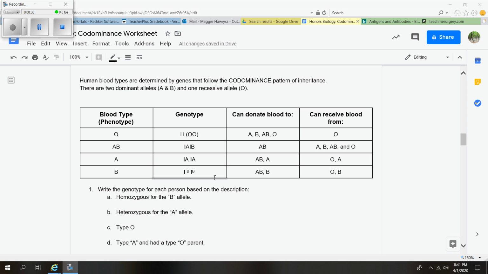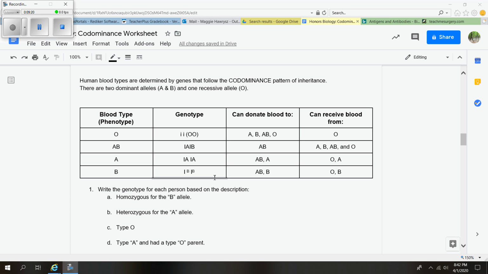For number two, the father is type A homozygous, which means that we have capital IA, and then the mother is type B homozygous. So you could have capital IB, or just B and B. So those are your parents. When you cross and you determine what your boxes are, you're going to find out that all of the offspring in the boxes are going to be capital IA, capital IB, which denotes the blood type AB. So 100% of those individuals are going to be blood type AB.